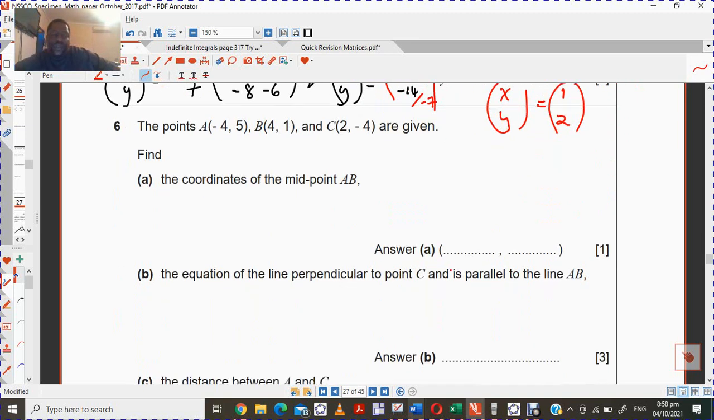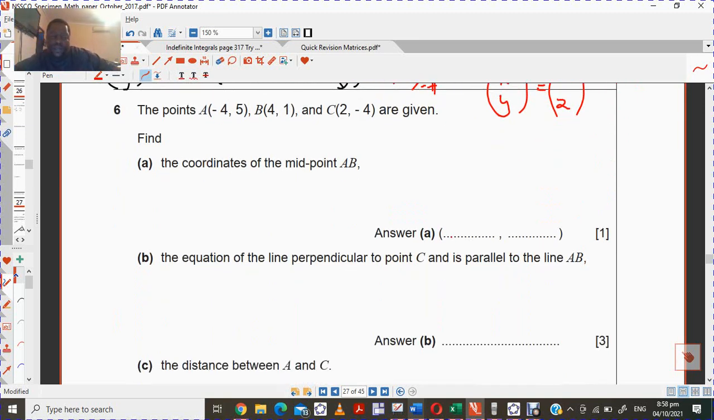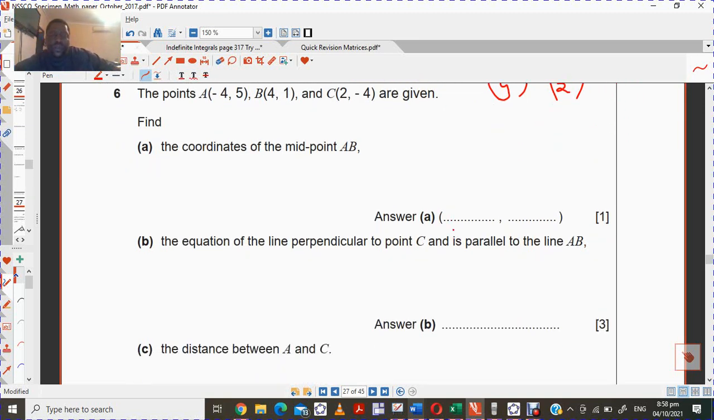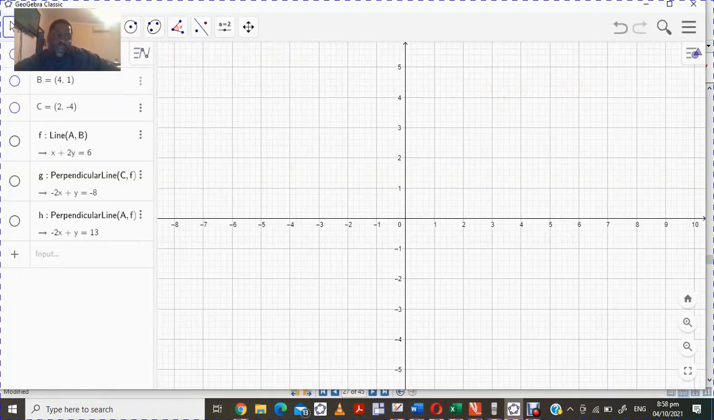Okay, question 6, you have got points A, B, and C. They are given. Now you have to find the coordinates of the midpoint of A, B. So let me just take you to a diagram. Point A is given as negative 4, 5. Point B is 4, 1. So you have these points here and point C somewhere here.